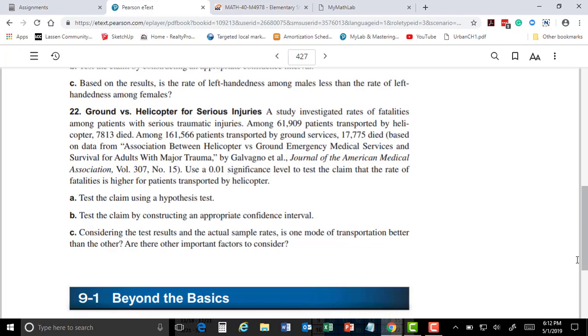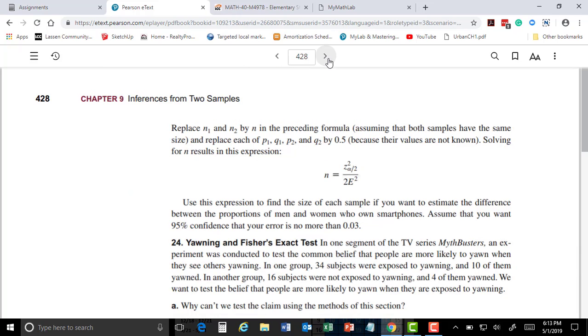I don't know. So, here it is. Journal of the American Medical Association. Okay, here we go. Okay, now, finally.